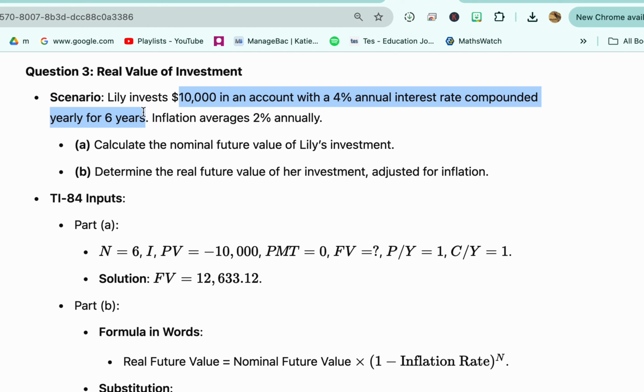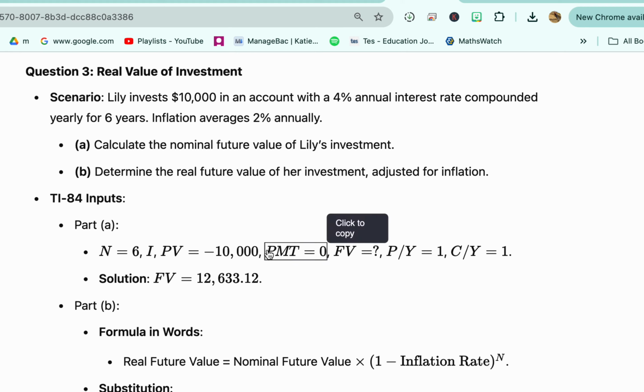So this one is a little bit more different because in this instance we are going to be having compounding yearly. So that's 1. In this question, because we are not doing an annuity where we're paying into something, or a loan where we're paying into something, or anything like that, an annuity normally pays into yourself, as in you get money from the bank given to you, we are going to have PMT as 0.